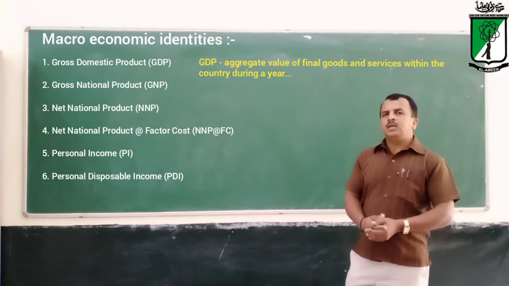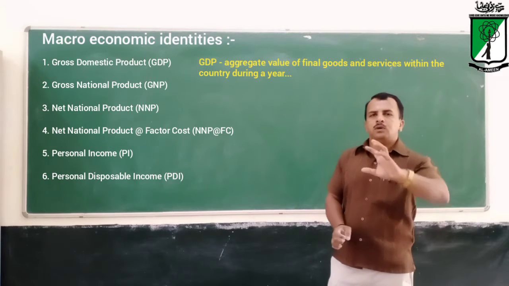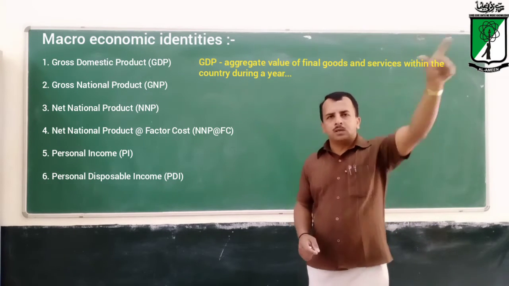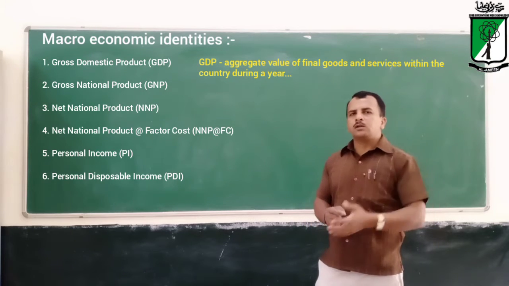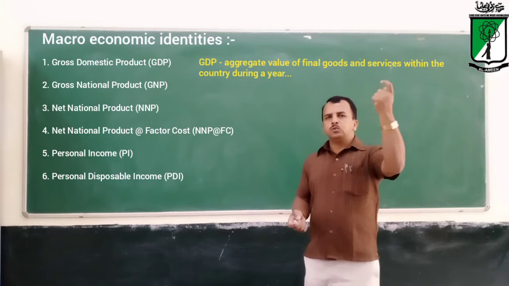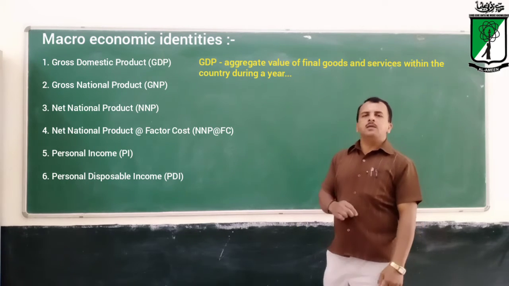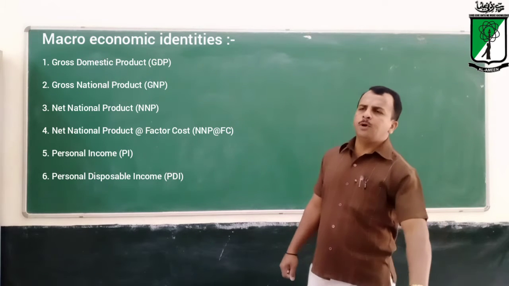Here we do not consider the earnings of NRIs, that is, the Indians who are working in a foreign country. Their incomes are not counted, whereas the incomes of foreigners who are working in India are counted under GDP. So that you all already understood. Then it's about GNP.